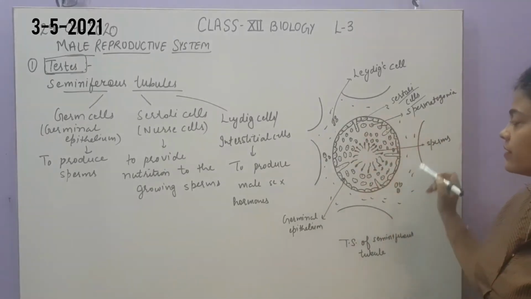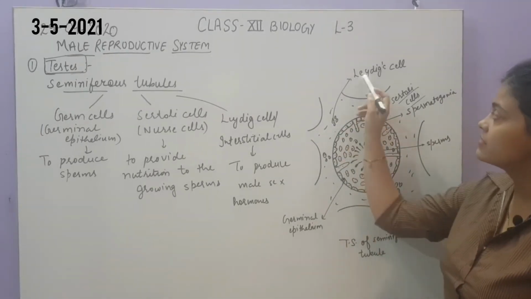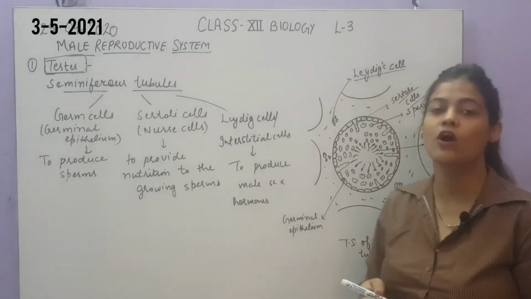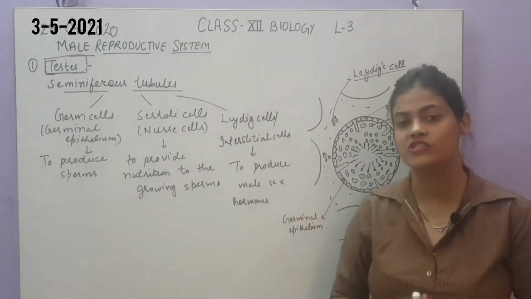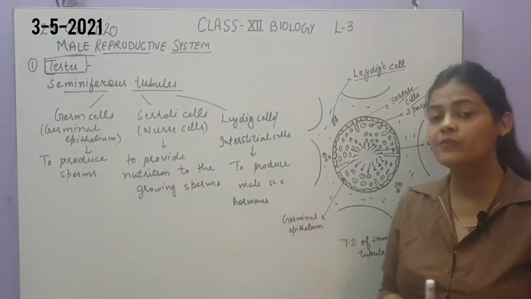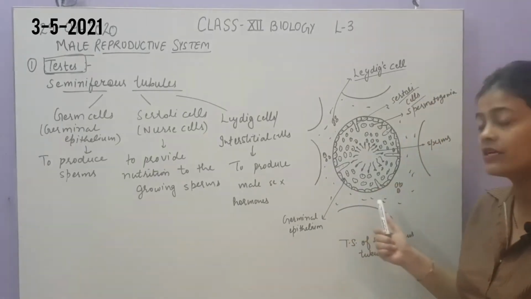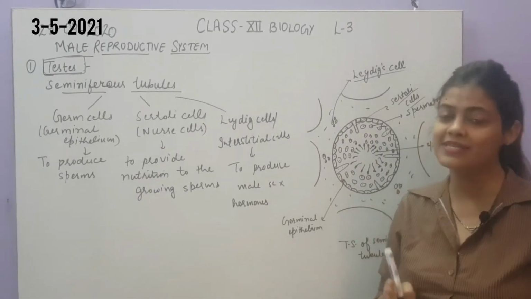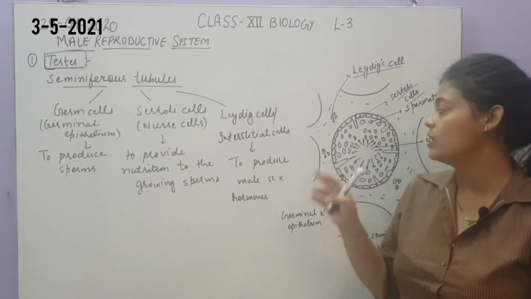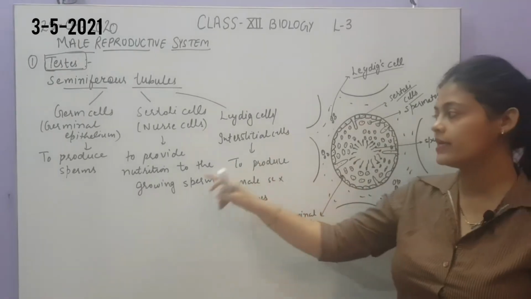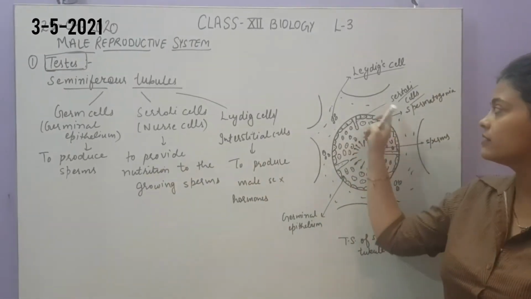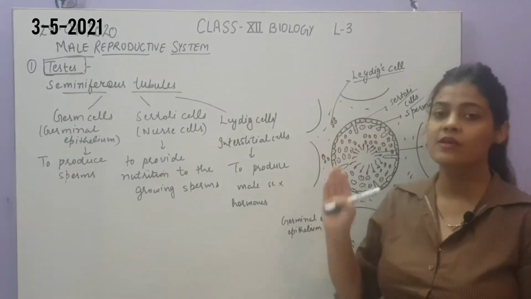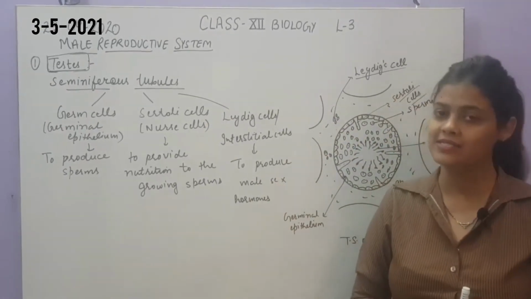And in the space here you can see these cells are also present. These cells are called Leydig cells, or interstitial cells. These cells will produce male sex hormones, because as I told you, testes perform two functions. One is to produce male gametes and second is to produce male sex hormone. So the seminiferous tubule will secrete the sperms, and the area outside the seminiferous tubule has the Leydig cells which will secrete the male sex hormone.